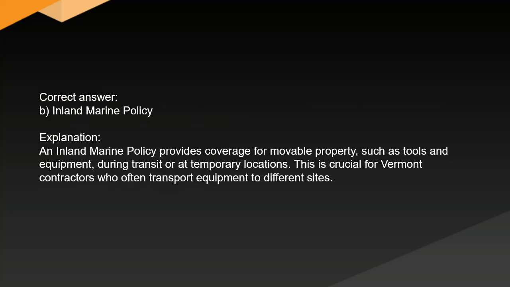Correct answer. B. Inland marine policy. Explanation. An inland marine policy provides coverage for movable properties such as tools and equipment during transit or at temporary locations. This is crucial for Vermont contractors who often transport equipment to different sites.